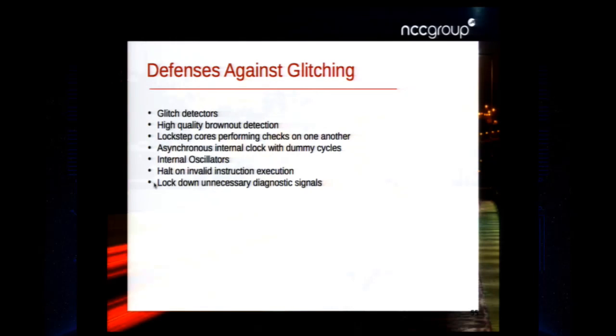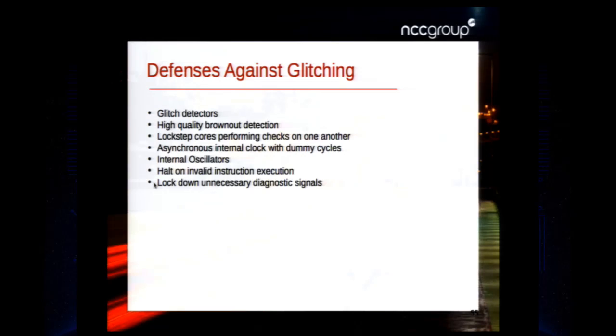So if you're on the defense side, you should try to look for devices which have glitch detectors, good brownout detection, lockstep cores performing checks on one another, asynchronous internal clocks with dummy cycles, and devices with internal oscillators, because if they have an internal oscillator, you can't really clock glitch it. A halt on invalid instruction execution would also make an attacker's life pretty difficult in successfully getting a glitching attack off.